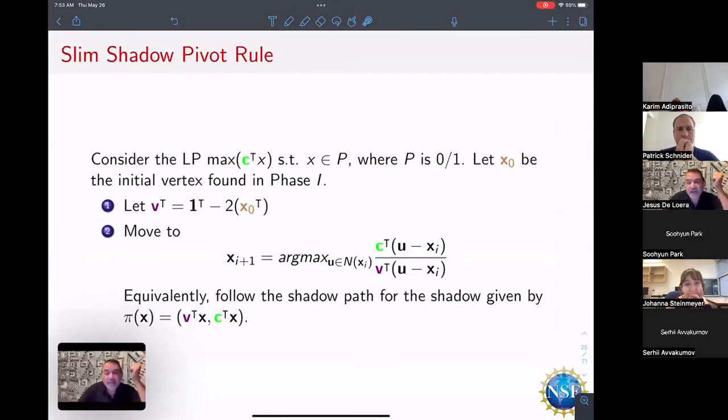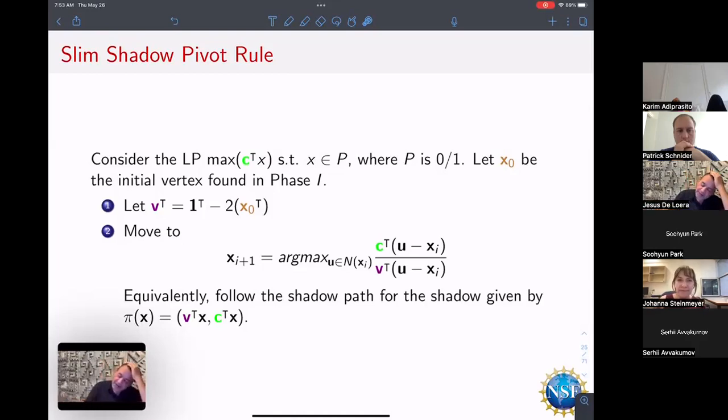So what's the slim shadow vertex pivot rule? At least let me tell you about that. This is a pivot rule that is a modification of the shadow vertex, and it only works nicely for 0, 1 polytopes. I'm not going to be able to prove the same thing for general polytopes. So what I do is I'm trying to mimic the same idea of the two-dimensional projection that I did with shadow vertex, but I'm going to do it in a special way. You will see how I do it.